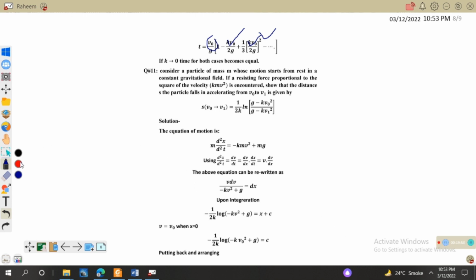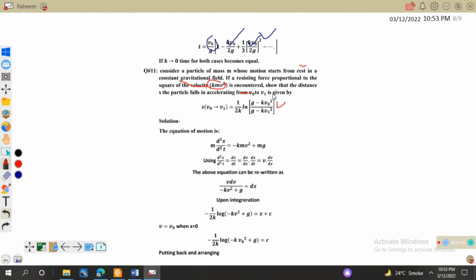So let us solve another question. This question says to consider a particle of mass m which starts its motion from rest in a constant gravitational field, and the resisting force in this case is proportional to k m v square, that is, proportional to the second power of the velocity. Show that the distance s the particle falls in accelerating from v naught to v1 is given by this expression.